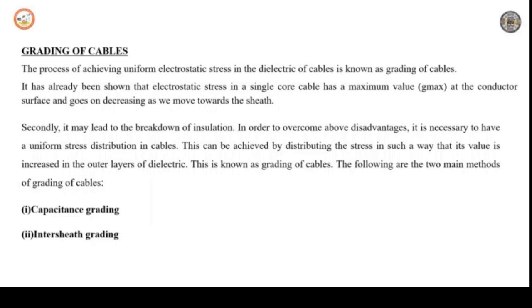The unequal distribution of stress has two effects. First one, greater insulation thickness is required, which increases the cost and size. Second one, it may lead to the breakdown of insulation. Hence, the grading of cables is done. There are two methods of grading of cables: the first one is capacitance grading, the second one is use of intersheaths for grading. Let us discuss these two grading methods in detail.